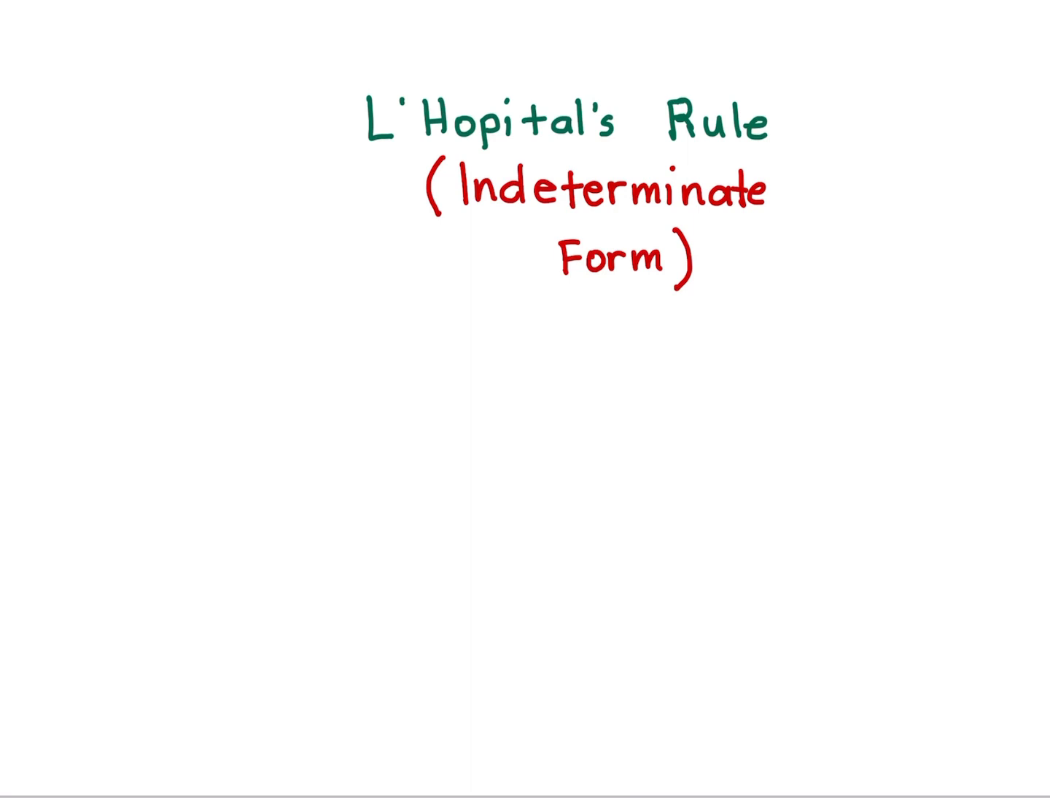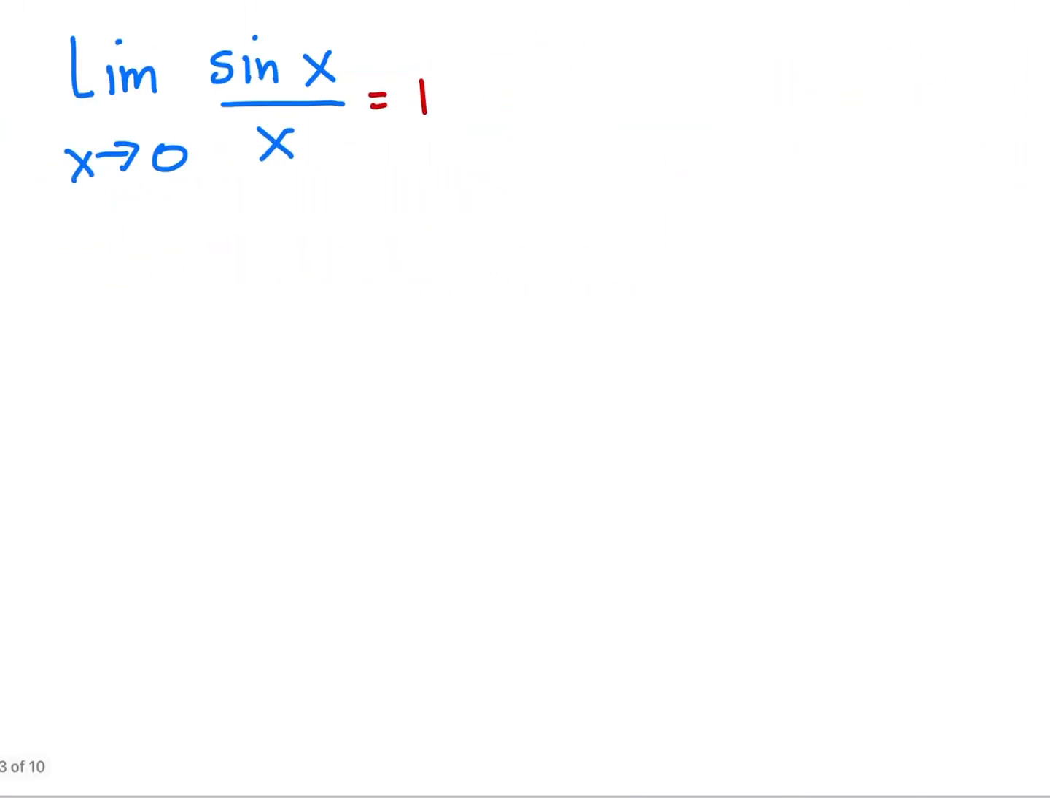Perhaps you remember that the limit of sine x over x as x approaches 0 is equal to 1. This does not mean that when we plug in 0 for x, this will give 1 as a result. In fact, if we plug in x, then sine of 0 over 0 is meaningless. And this one is our indeterminate form.